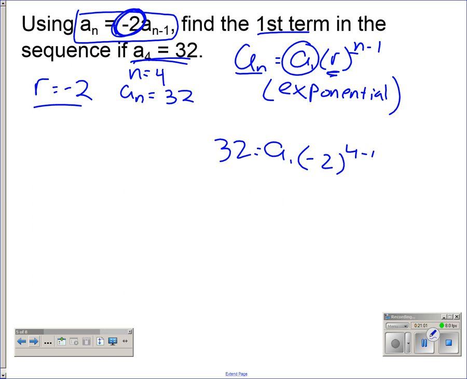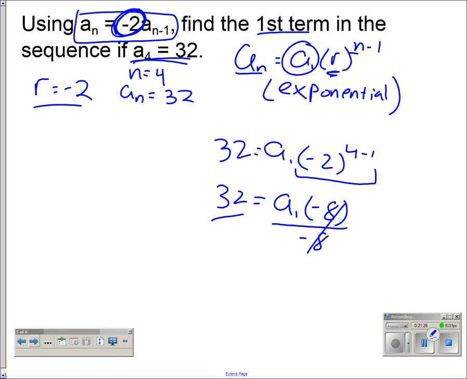All right, that's easy to solve. I would recommend maybe simplifying down this piece first. -2 to the 4 minus 1 power, or -2 to the third power, which is what? -8. And then I feel very confident that we can all solve it from here, maybe. Divide everything by -8. And then our first value is equal to -4.